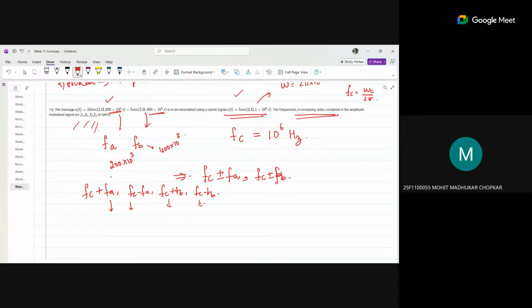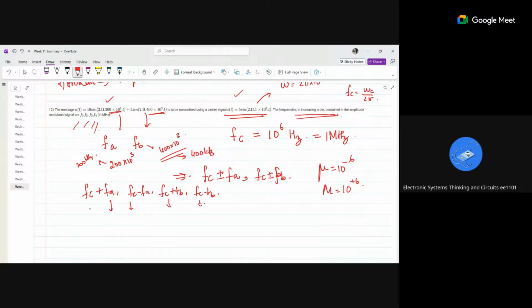In megahertz, how to convert to megahertz? Micro is 10 to the power minus 6, right? Mega is 10 to the power plus 6. So this is basically 1 megahertz. This is 400 kilohertz. This is 200. The frequency of the carrier signal is 1 megahertz.